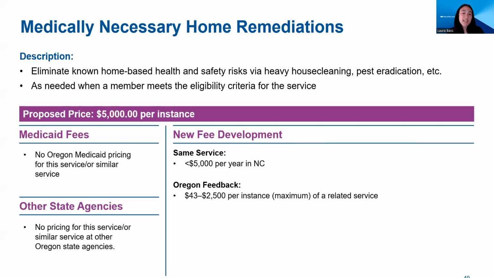Medically necessary home remediations will pay for work to eliminate known home-based health and safety risks via heavy house cleaning, pest eradication, and more as appropriate for the member. We didn't find any existing Oregon Medicaid rates or other Oregon state agencies paying for this sort of service, but we did find North Carolina has a $5,000 limit per year for this service, and so we're proposing the same limit. Of note, this limit exceeds the feedback we've received on the cost for this sort of service, which again ranged from $43 for smaller services to upwards of $2,500 for things like installation of washable curtains.